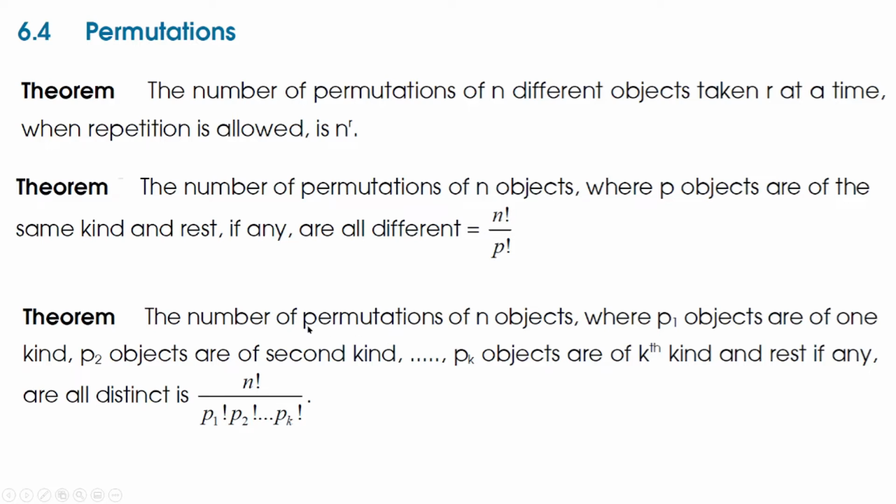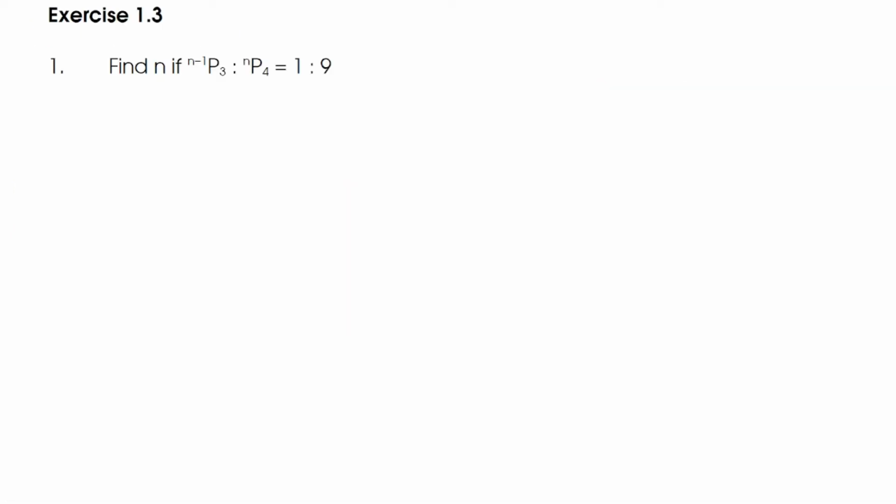Now moving on, the number of permutations of n objects where p1 objects are of one kind, p2 objects are of the next kind, and so on up to pk objects of the kth kind, and the remaining are distinct, is given by n factorial upon p1 factorial into p2 factorial and so on up to pk factorial. How these formulae are useful in solving problems, we will see while solving the exercise questions.